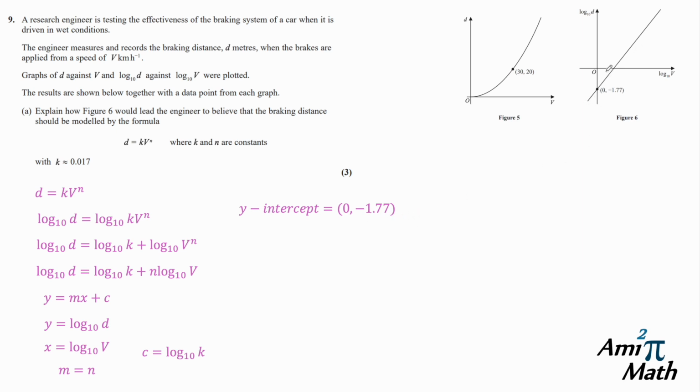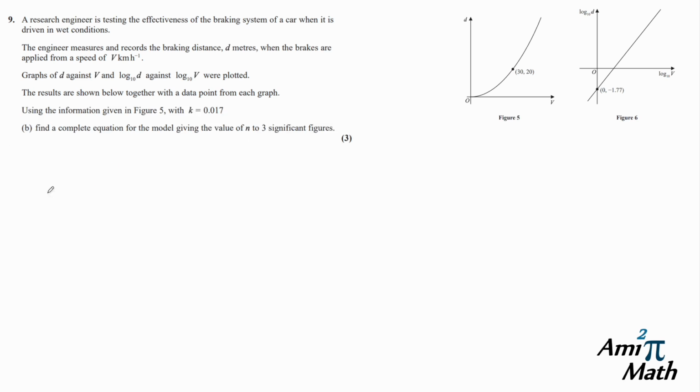This is your y-intercept, the part where the equation intercepts the y-axis. And c, your constant in this equation, is also known as your y-intercept. So you can just set these equal to each other. Minus 1.77 equals log 10 k. And then you can write 10 to the power of minus 1.77 will equal k. If we expand that, we get k equals 0.0169, which is approximately 0.017, in line with this k value here.